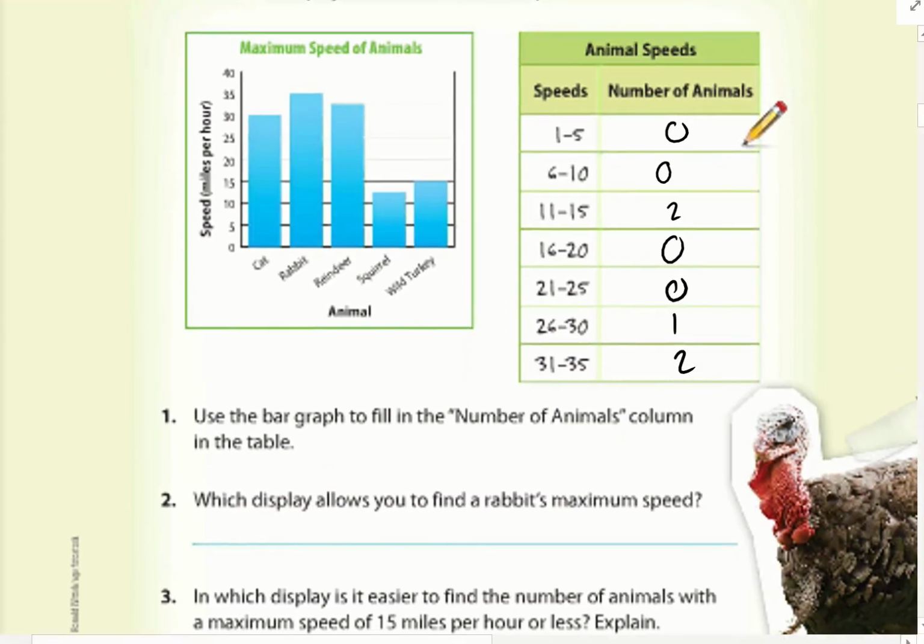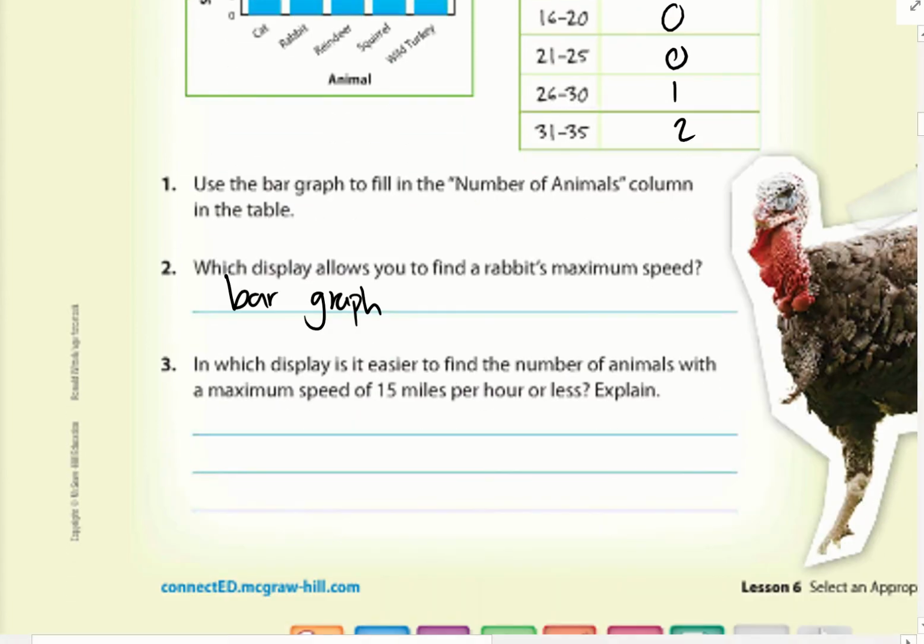Use the bar graph to fill the number of animals column. Okay, we did that. Which display allows you to find the rabbit's maximum speed? Well, the bar graph. Because on the table, we don't know the rabbit's maximum speed, but in the bar graph, we can look and see the rabbit's maximum speed. Is that 35? It's a little hard to tell. 34 or 35. It says, in which display is it easier to find the number of animals with a maximum speed of 15 miles per hour or less?